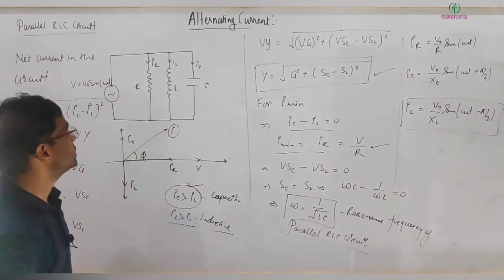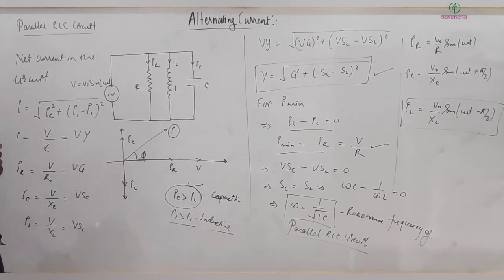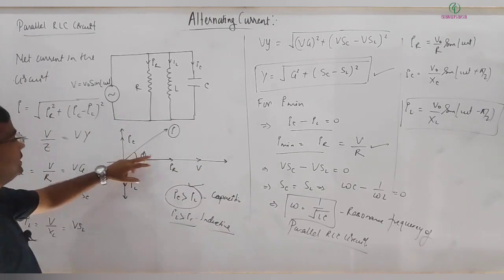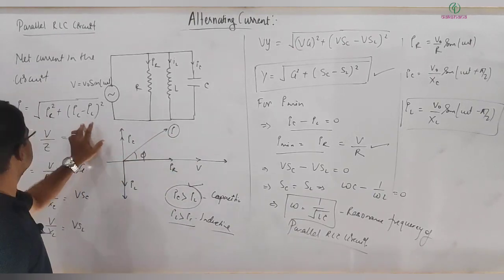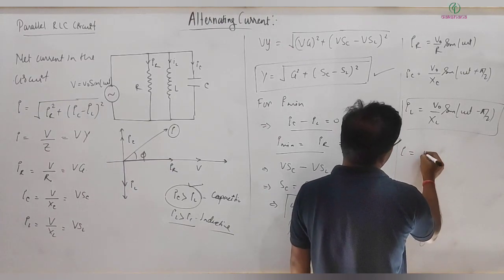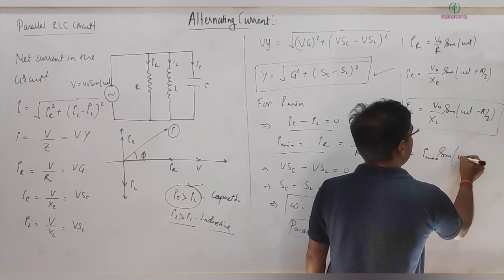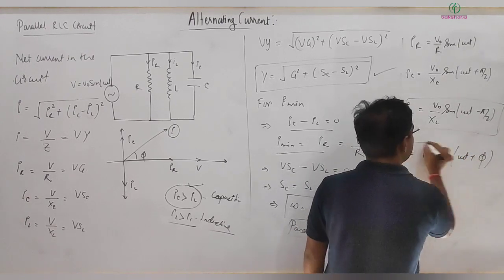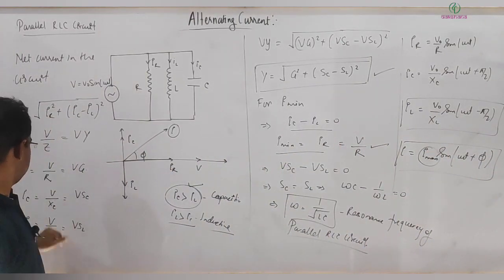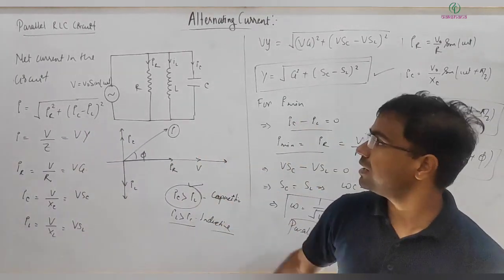Clear? The net current we will write in this way, with magnitude and phase. So if you calculate these values, the net current I will be equal to something like I max sine of omega t plus phi, and I max you will calculate from here, the I peak, by substituting these values. So this is about your parallel RLC circuit.